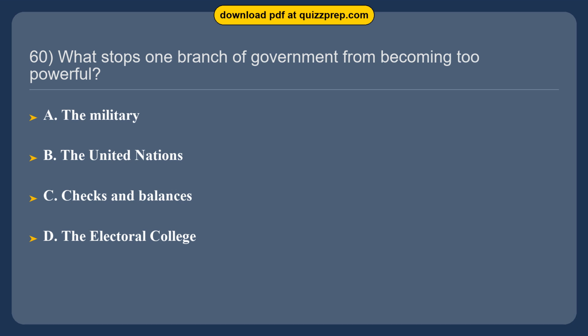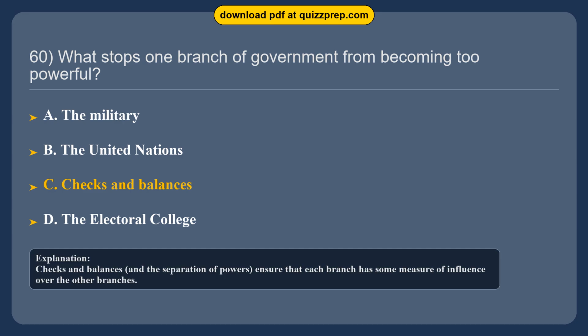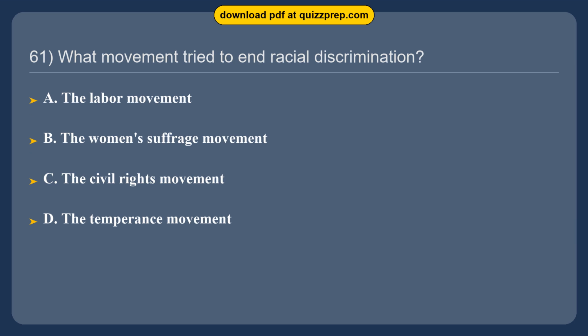Question 60. What stops one branch of government from becoming too powerful? Option A, the military. Option B, the United Nations. Option C, checks and balances. Option D, the Electoral College. The correct answer is option C, checks and balances. Checks and balances, and the separation of powers, ensure that each branch has some measure of influence over the other branches.